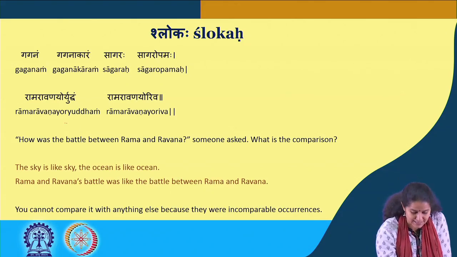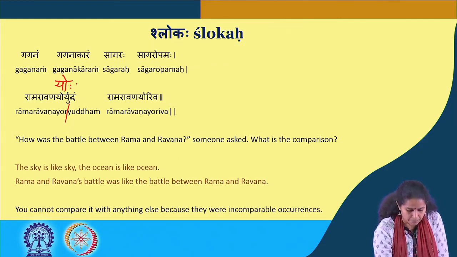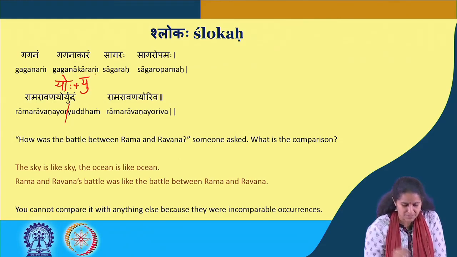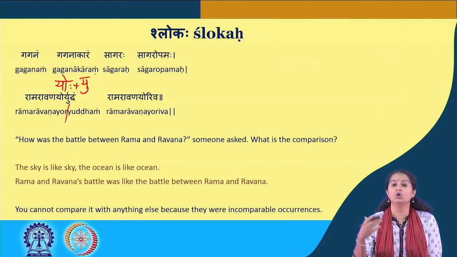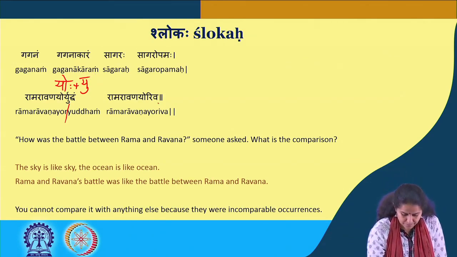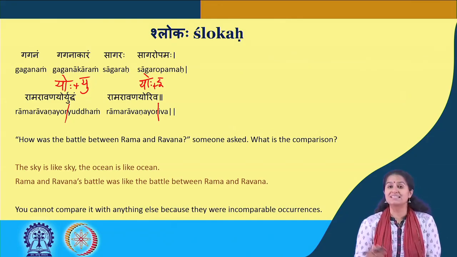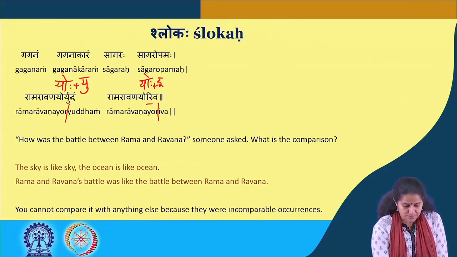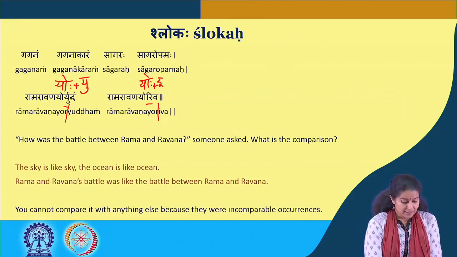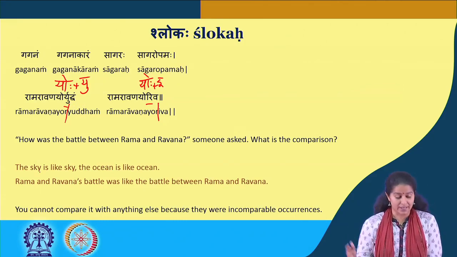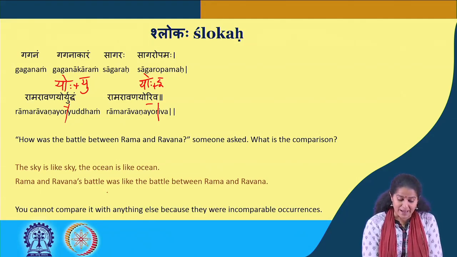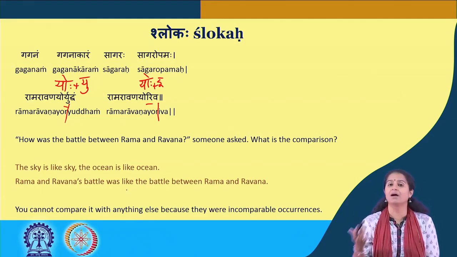So did you recognize it? Yes. Rama Ravana yor. So this is yoho plus yuddham. Okay, I'm just giving you that much there. And Rama Ravana yoriva. So it's Rama Ravana yoho iva. Okay, so what is this part saying here? It's saying that the sky is like sky, the ocean like ocean, and Rama and Ravana's battle was like the battle between Rama and Ravana.